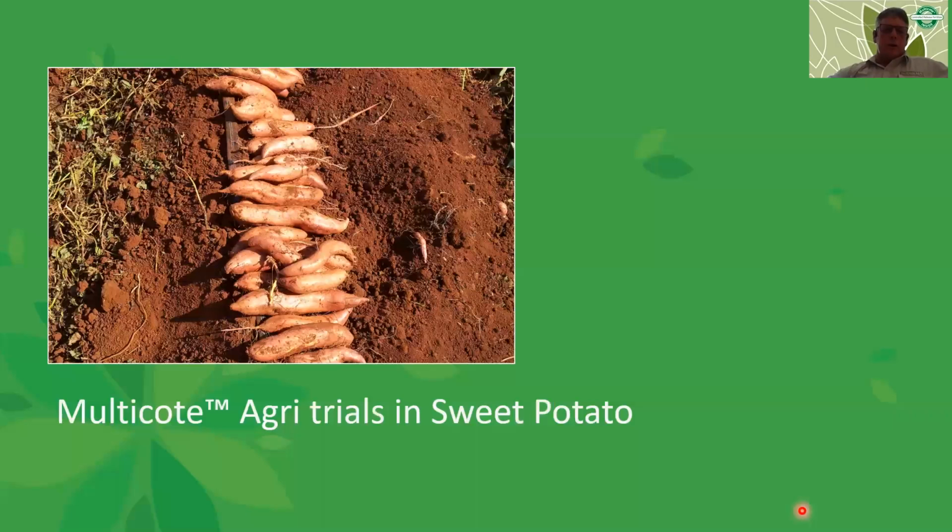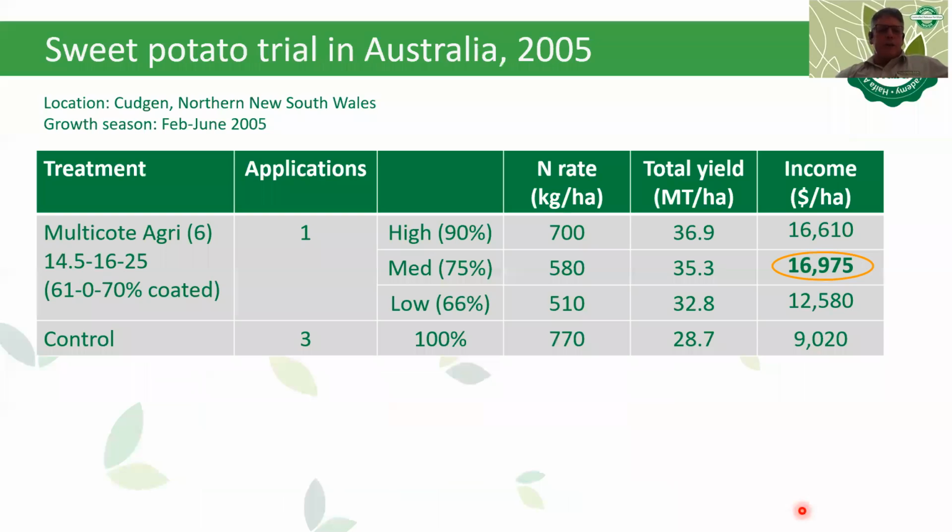If we go and look at sweet potato trials, all from Australia, unfortunately, I don't have any from South Africa, but basically way back in 2005, the farmer, we used a formula, a 6-month formula, 14, 16, 25, 61% coated nitrogen, 0% coated phosphate, 70% coated potassium. And you can see we're sitting here with 3 applications versus 1. And we went at 3 different rates of that same formula.